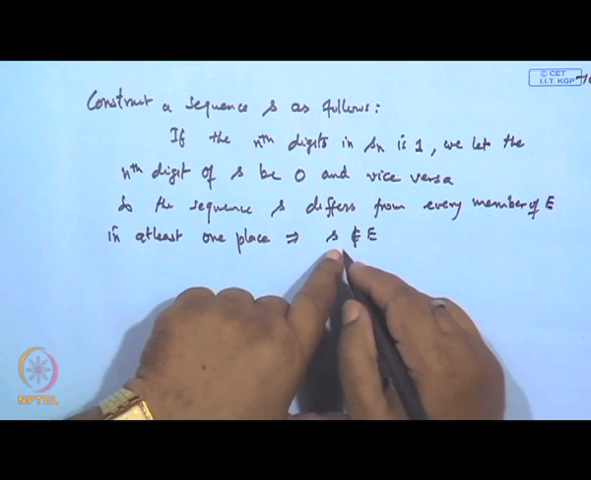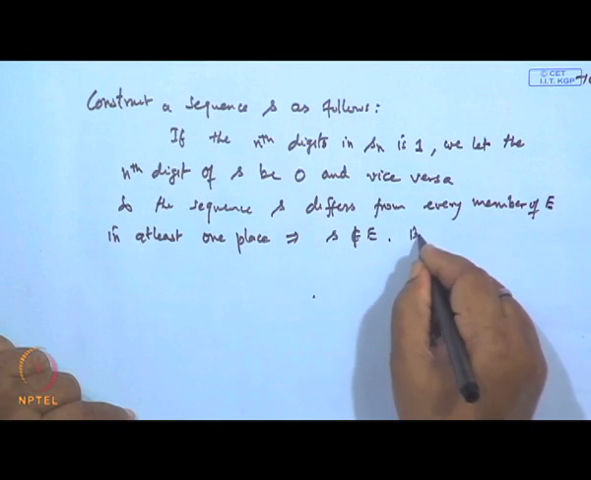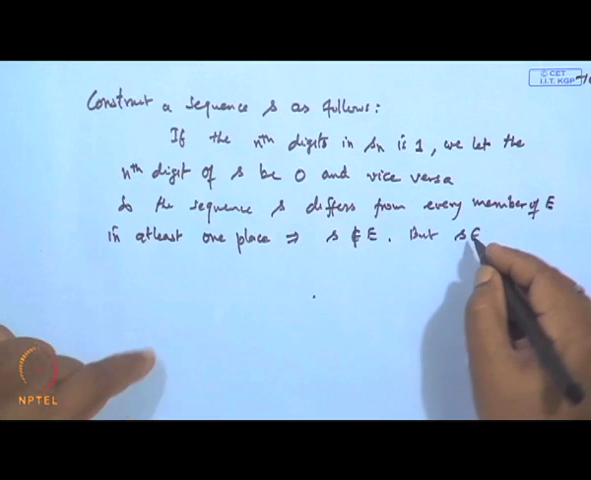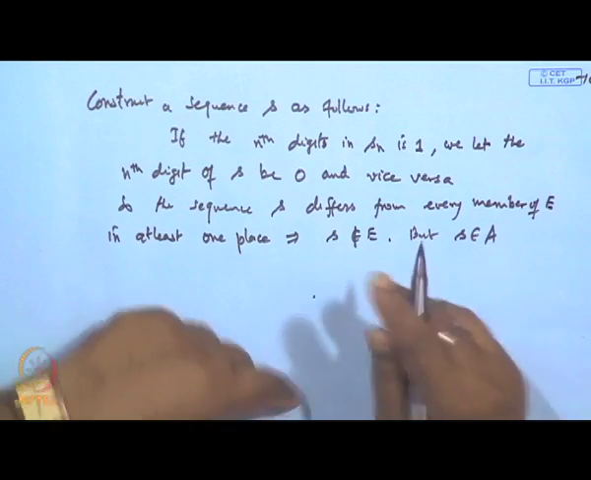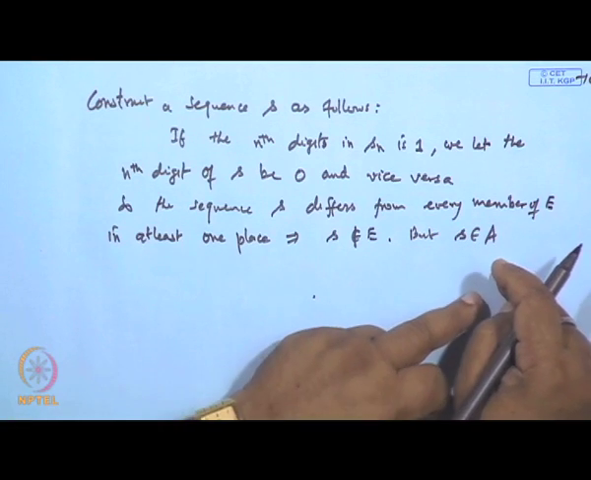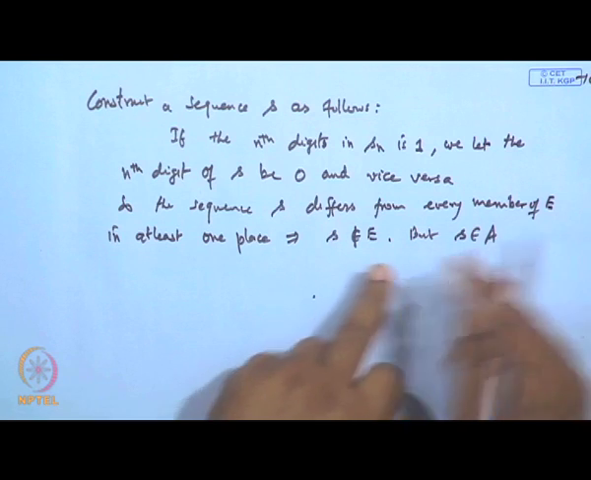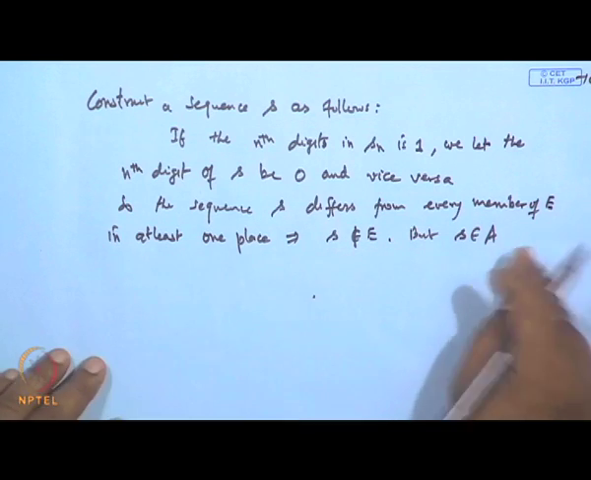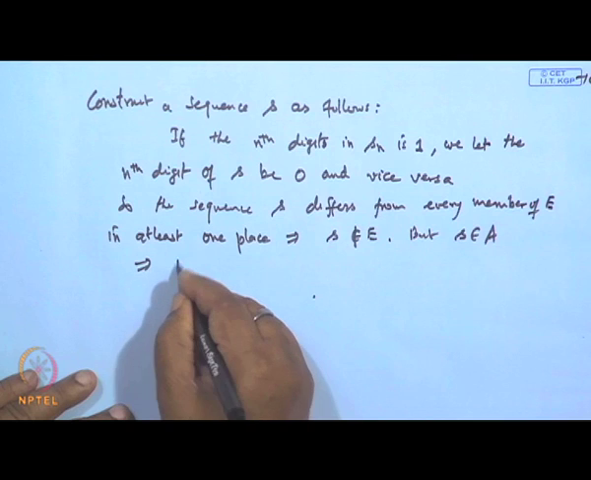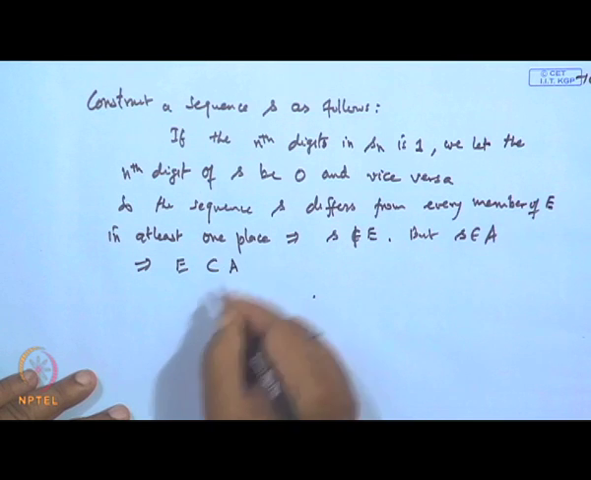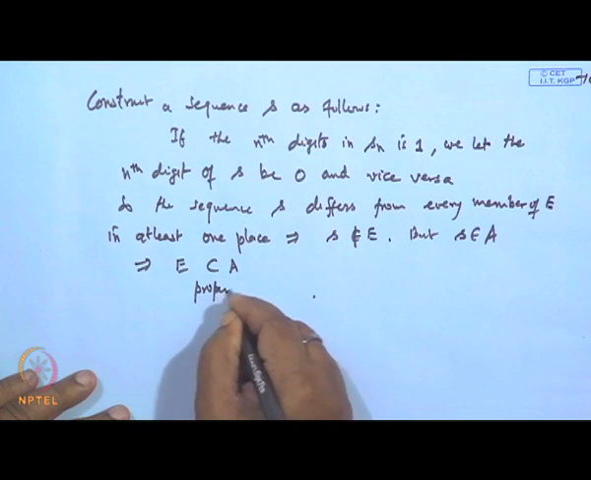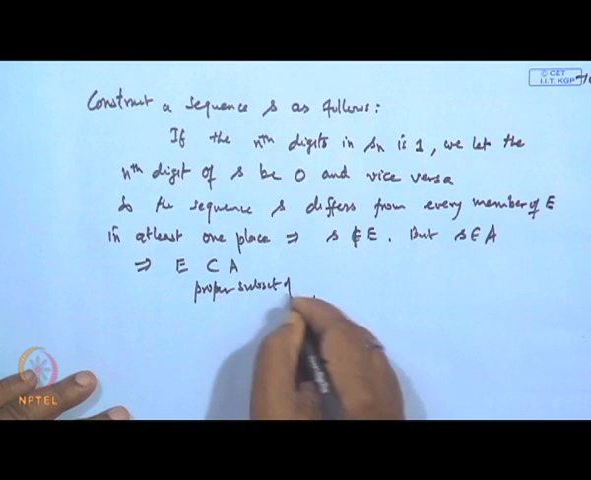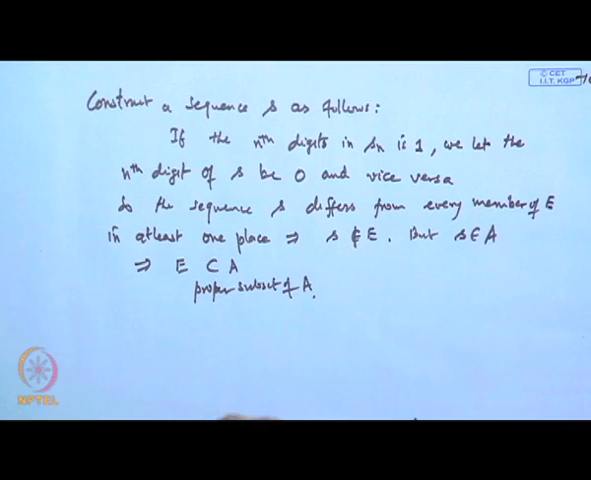But S is an element of A, because A is the collection of all such sequences whose digits are either 0 or 1. So E is a proper subset of this. This implies E is a proper subset of A.